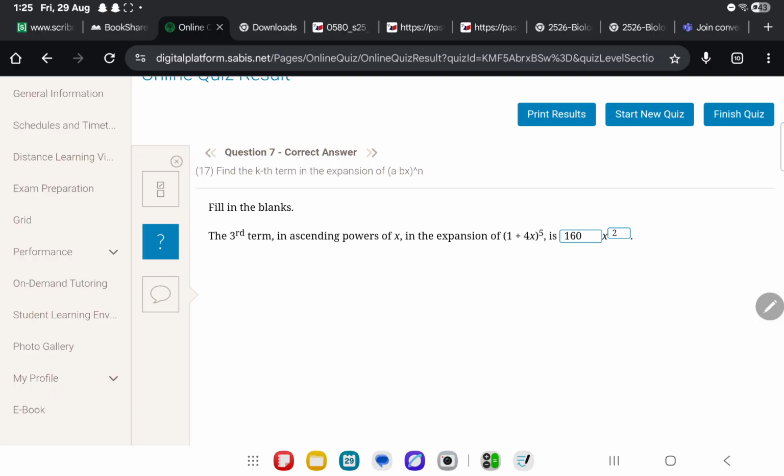So count on your fingers. 0 is the first term. k equals 0 is the first term. k equals 1 is the second term. k equals 2 is the third term. So we're going to write 1 plus 4x to the power of 5.